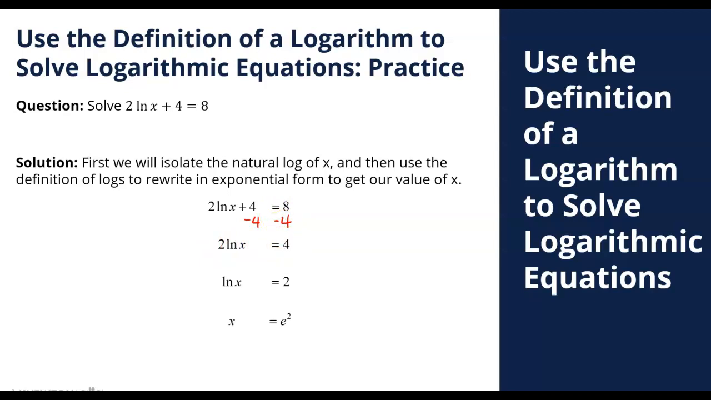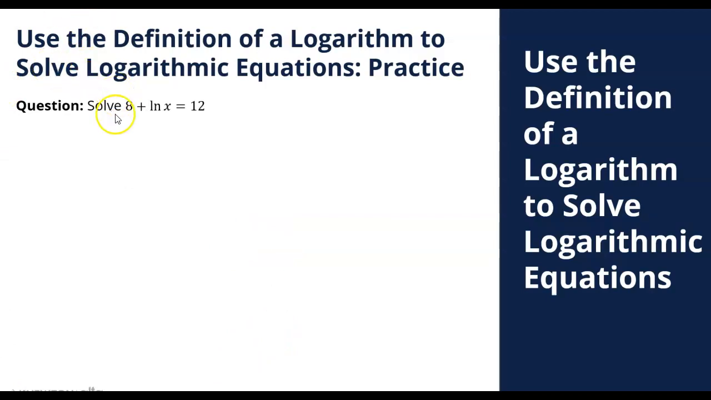Then after that, you divide both sides of the equation by 2. You can cancel the 2 here, then you have ln x equal to 4 over 2, which is equal to 2. Then you use the definition of logarithm. You know that ln x is just logarithm base e. So the base is e, the exponent is 2, and the number is x. Therefore, x is equal to e squared.